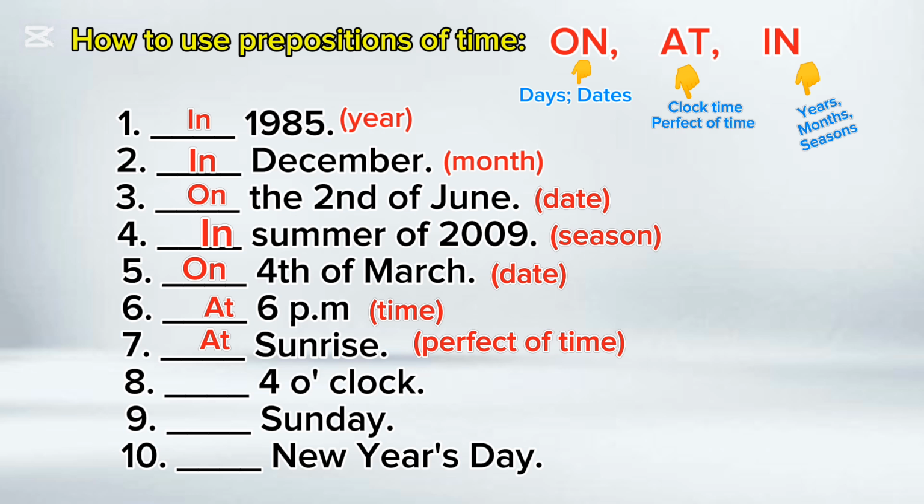Clock refers to time. It's the same as number 6. So the correct answer is at 4 o'clock. Number 9, blank Sunday. I guess this is quite easy for you. Sunday, of course, refers to a day. So it will be on Sunday.